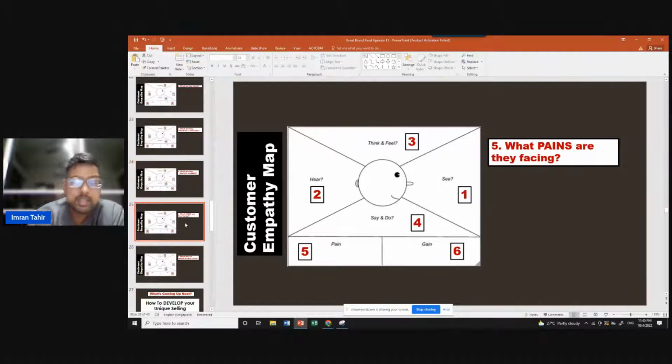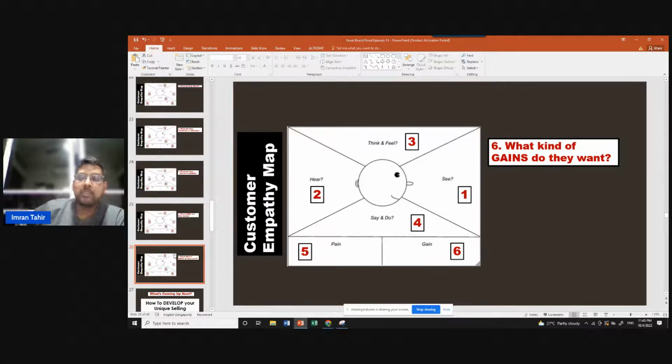Then comes pain. So what are the obstacles that are holding them back from being able to implement what they have envisioned? What are the fears they have? What are the obstacles? What are the roadblocks they may have to do that? And that comes to point number 6.